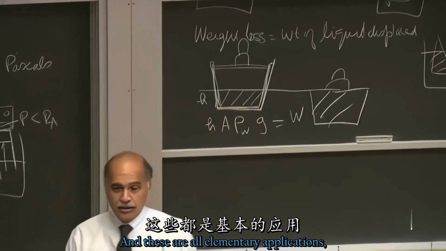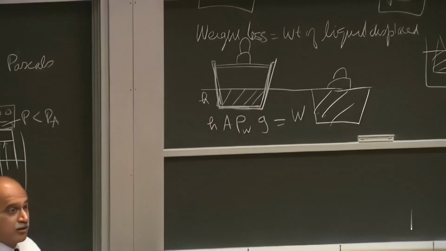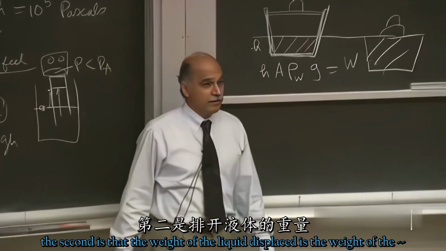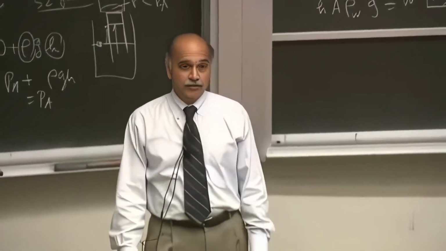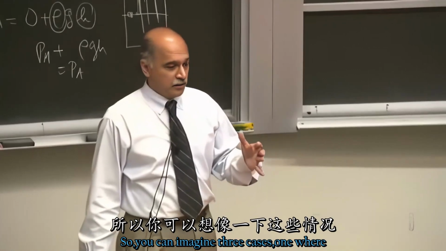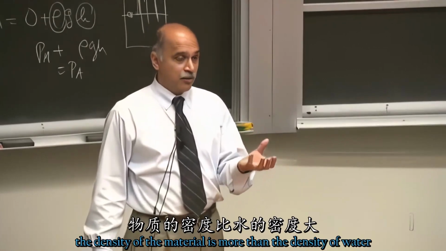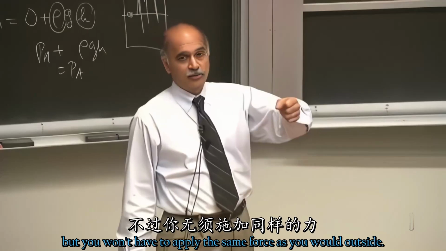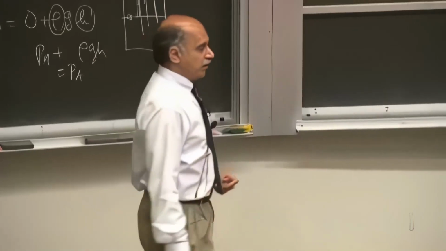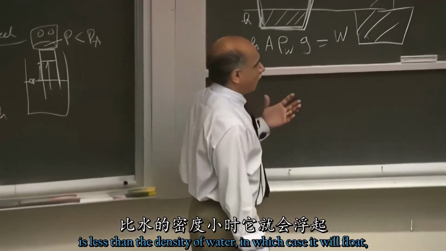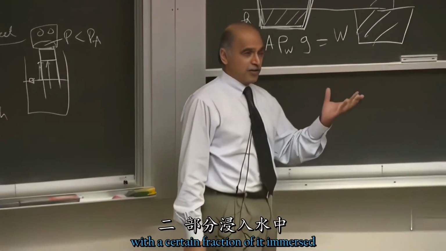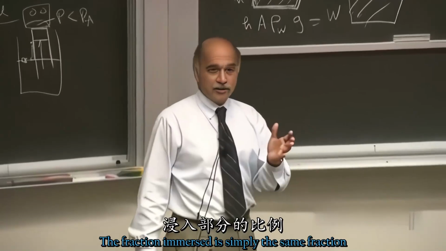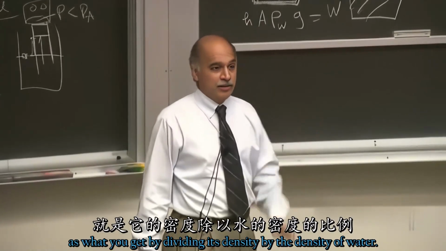Okay, these are all elementary applications, and they come from two principles. One is that pressure increases with depth. The second is that the weight of the liquid displaced is the reduction in weight. So you can imagine three cases. One where the density of the material is more than the density of water, in which case it will start going down, and you will have to hold it up with a cable, but you won't have to apply the same force as you would outside. Second example is when the density of the object is less than the density of water, in which case it will float with a certain fraction of it immersed and a certain fraction of it outside. The fraction immersed is simply the same fraction as what you get by dividing its density by the density of water.